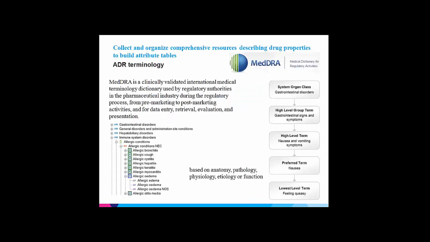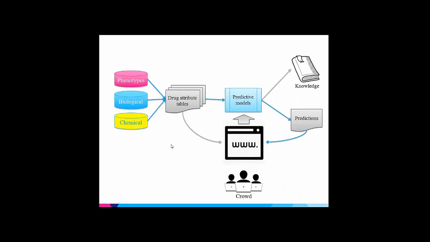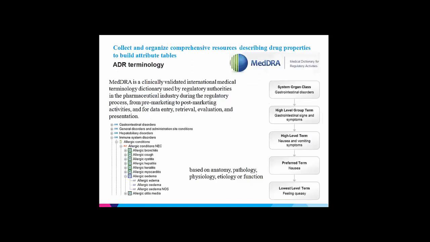So I'll start with the first part, which is the collection of the drug attribute tables.